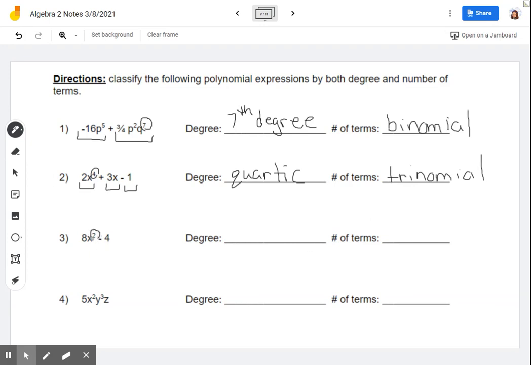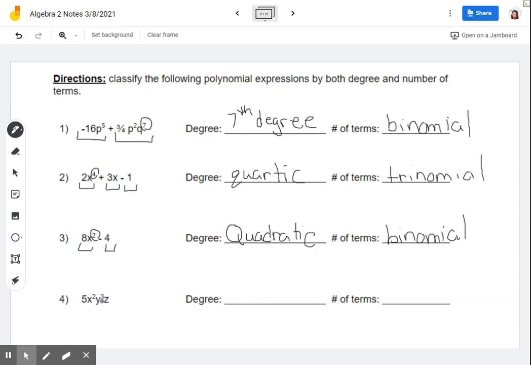Degree for the next one is a degree 2, so that's a quadratic. And we're looking for number of terms. So we have 1 term, 2 terms. So this again is going to be an example of a binomial.